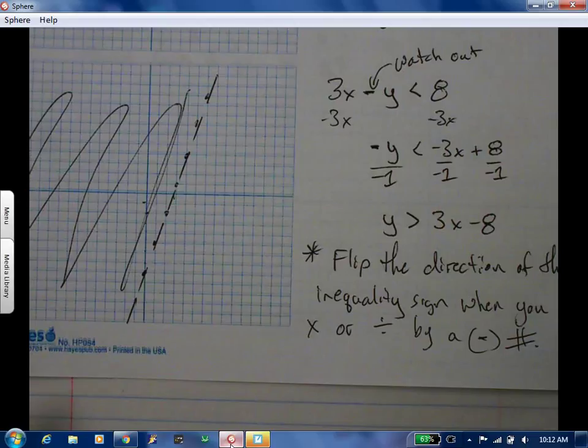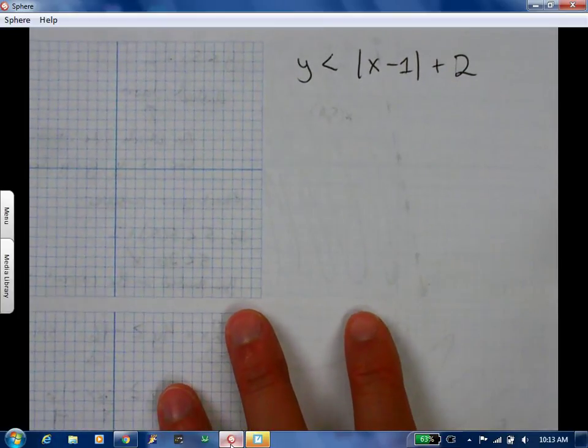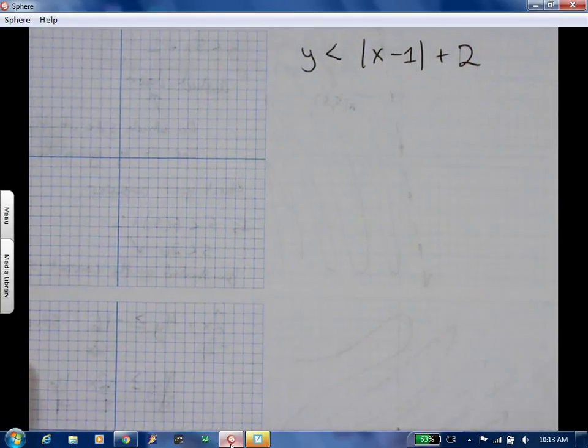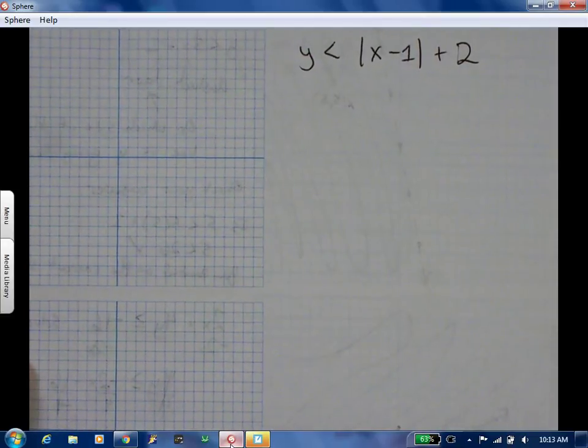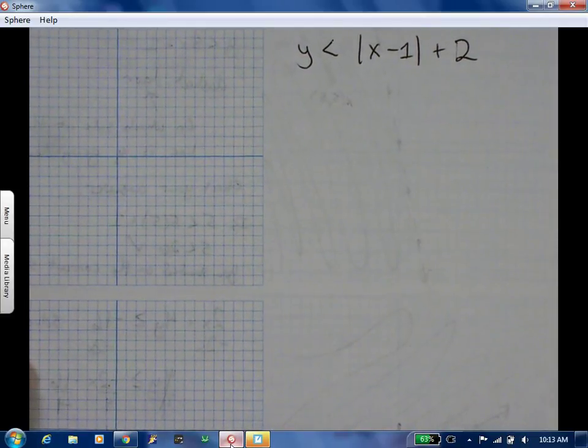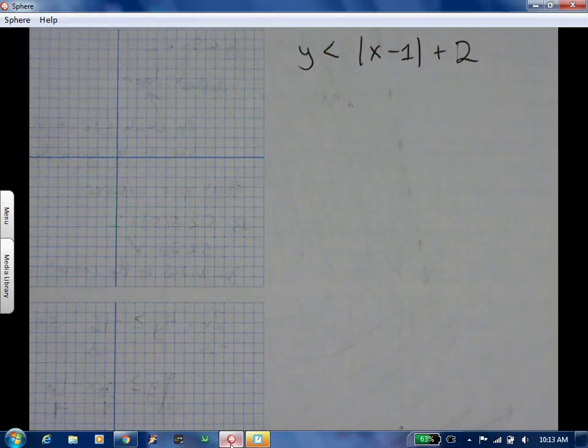For time, let's keep going. I think the rest of you, if you know what you may need to correct, do that. Okay, let's do an absolute value because we are that cool. Y is less than absolute value of x minus 1 plus 2. Absolute value. So our lovely transformations.